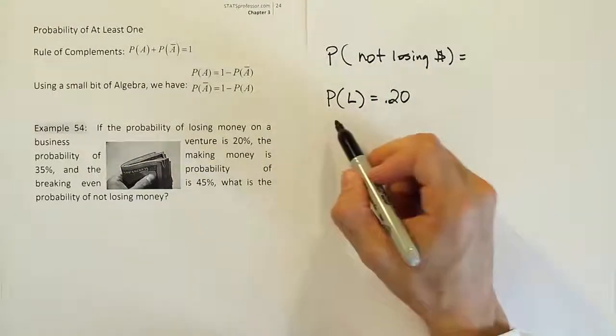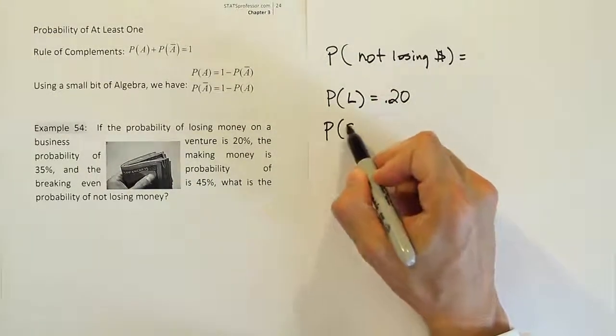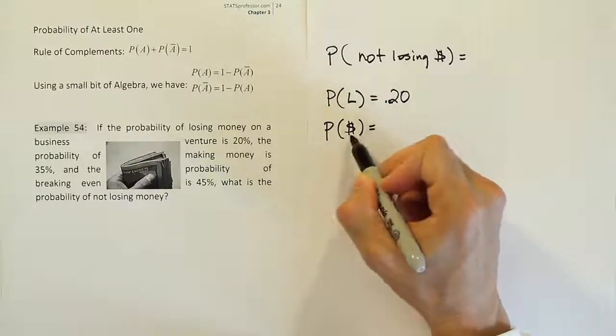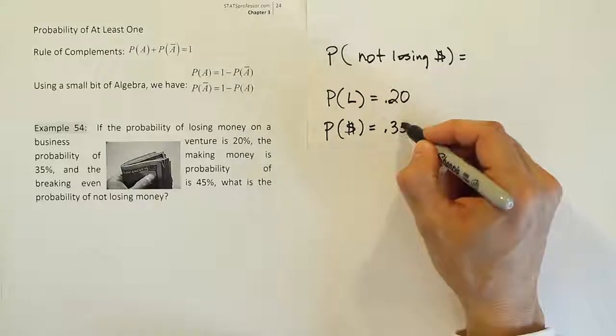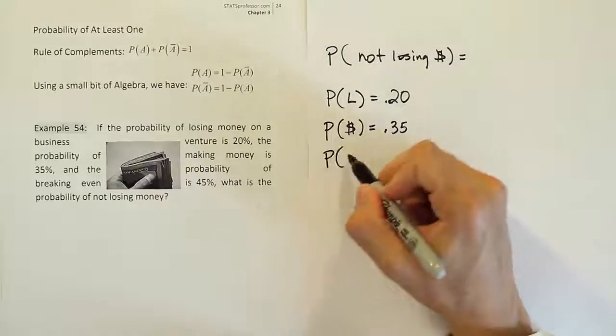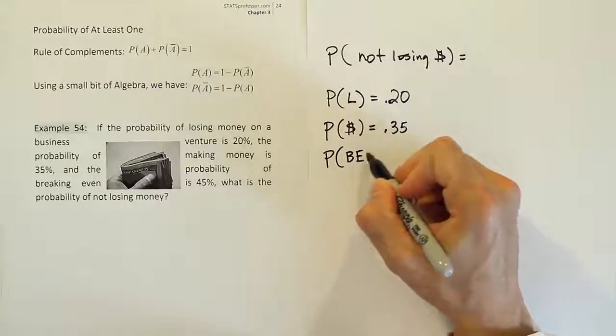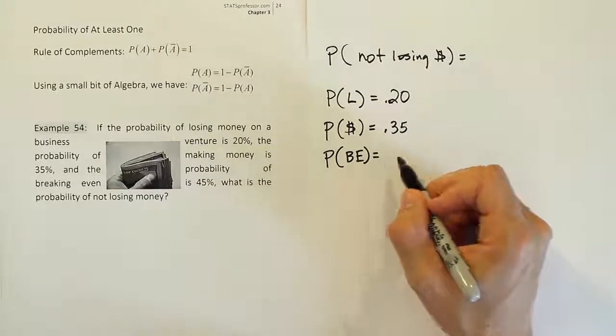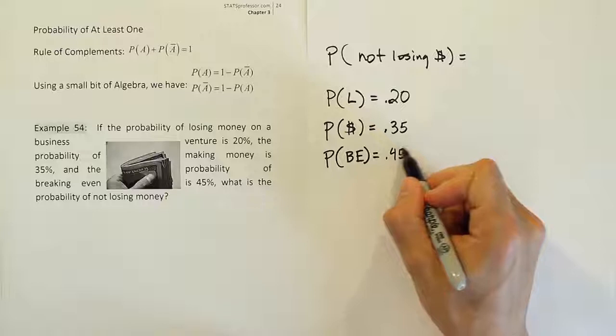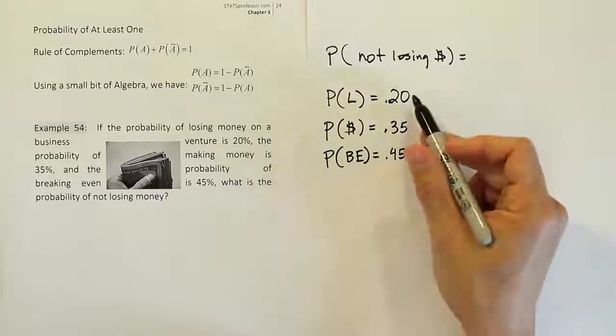And then it goes on to say the probability that I make money. Making money, I'll use a dollar sign for that, right? Making money is 35%. And then it tells me the probability that I break even. Let's use BE for break even. Remember, break even means you don't lose or gain money, right? That's a 45% chance.